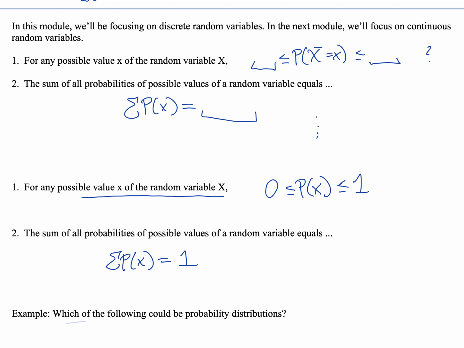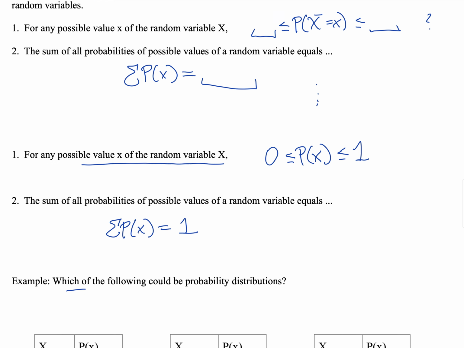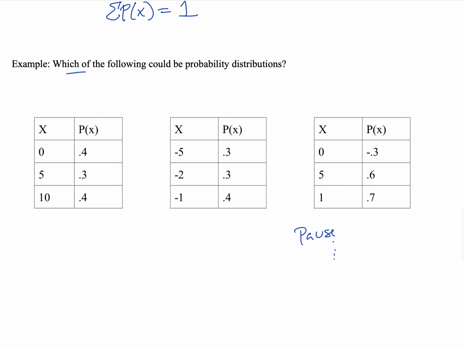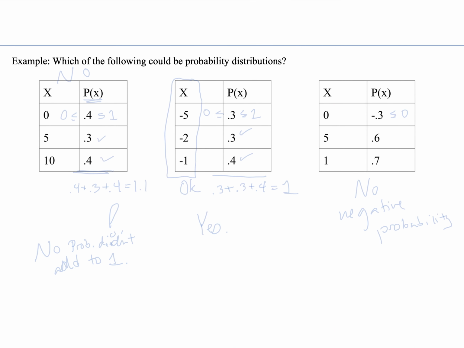So based on that, let's take a look at the following tables below, and I'd like you to think which of the following could be probability distributions. So take a look at those, pause, and we'll talk about them in just a moment. Okay, so which of these can be probability distributions?